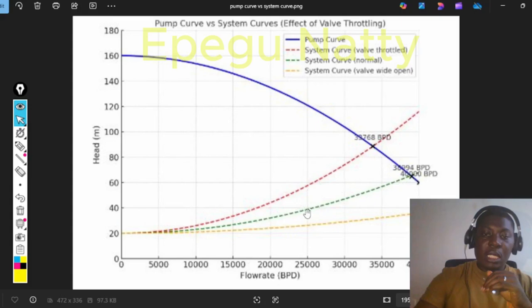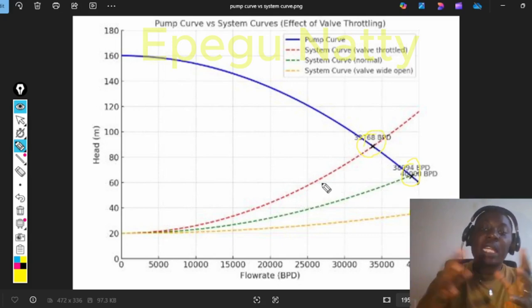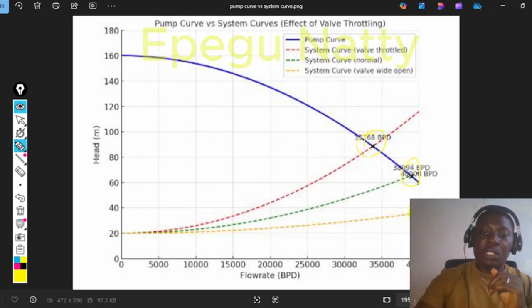Now this green line is showing what we call normal operation. This is a throttled valve, and this is what we call a run out. This is when the valve is widely open. When the valve is 100% open, this is what you're going to be getting, and this is called a run out.